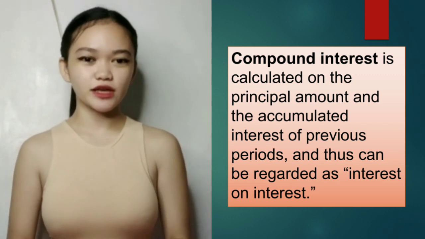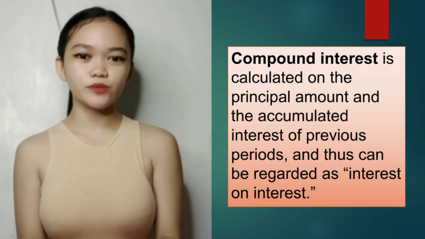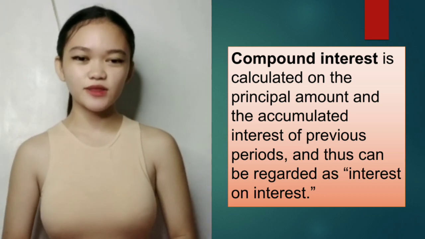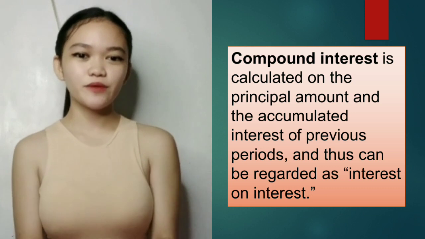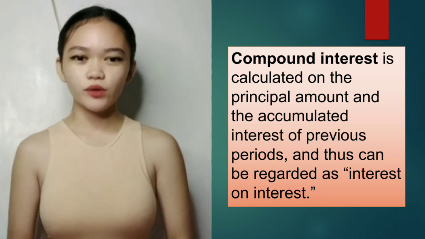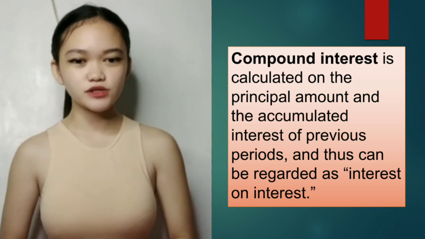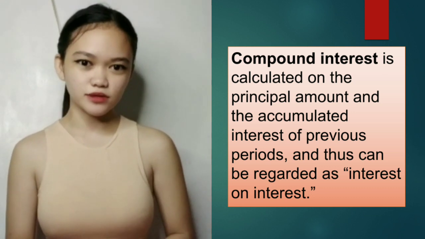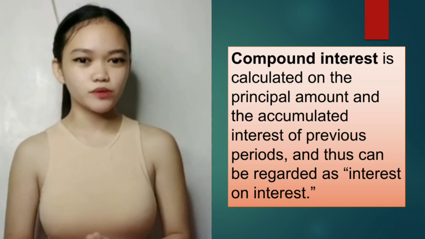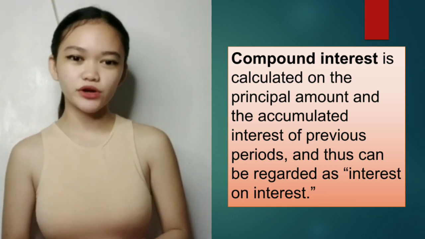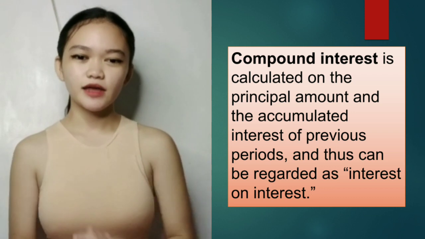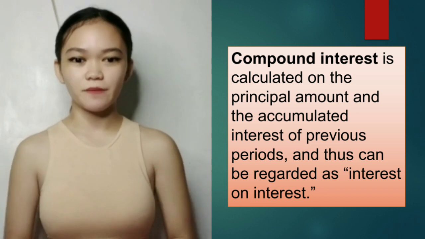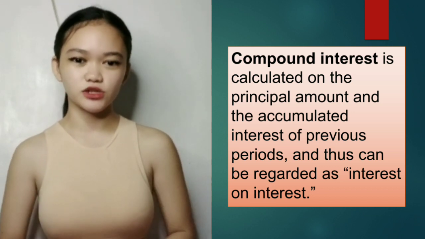And the next type of interest is compound interest. Compound interest is calculated on the principal amount and the accumulated interest of previous periods, and thus can be regarded as interest on interest. Compound interest is a type of interest wherein the interest added to the principal amount also earns interest starting from the time when it is added to the principal amount. The interest earned in the period will be added to the principal amount and both will earn interest in the next period. The interest is not calculated on the original principal, but it is calculated on the amount invested or owned at the time of calculation.